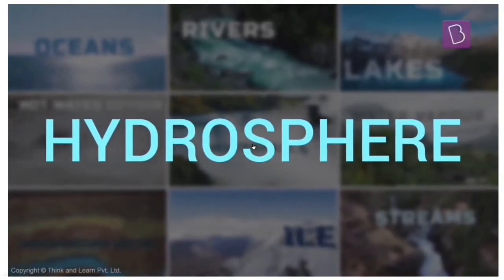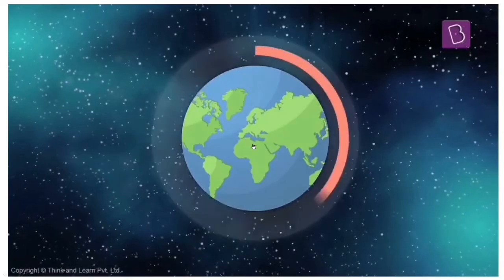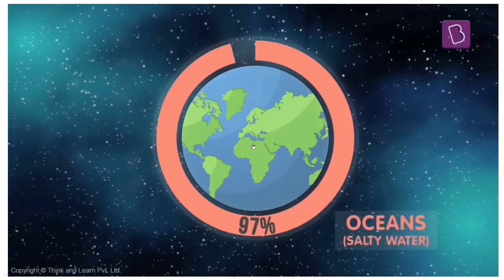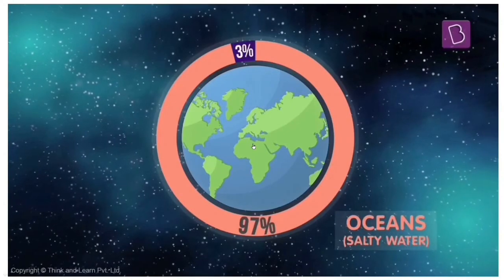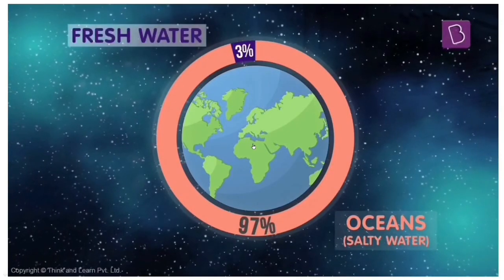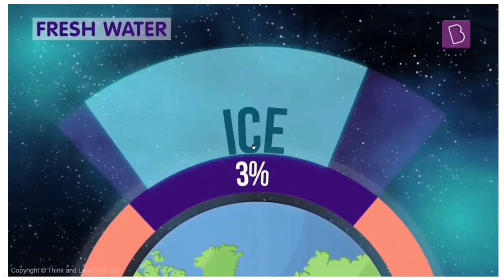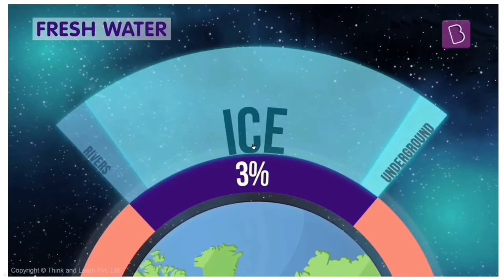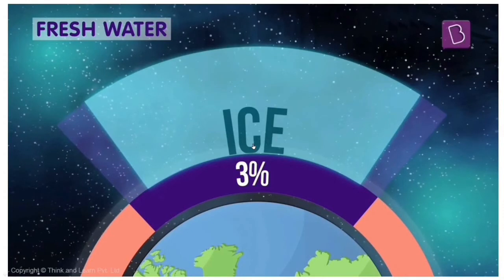Almost 97% of the Earth's water is from the ocean, but ocean water is salty water. Only the remaining 3% is non-salty water, that is fresh water. We find fresh water in ice, rivers, and under the ground. Hence, despite being a blue planet, we face a shortage of water.